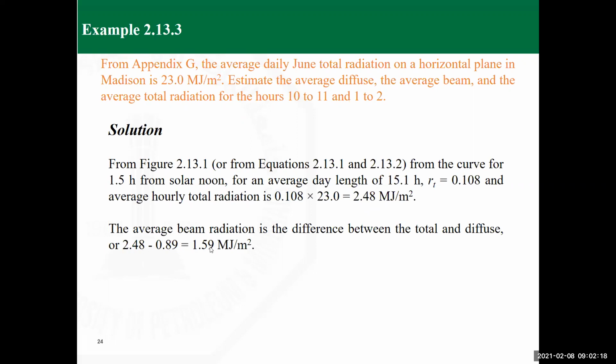So again, we are able to calculate the total radiation at this hour, and we are also able to calculate the components of it, the diffuse radiation and the beam radiation. We calculate the total radiation, the diffuse radiation, and the difference between them is going to be the beam radiation.